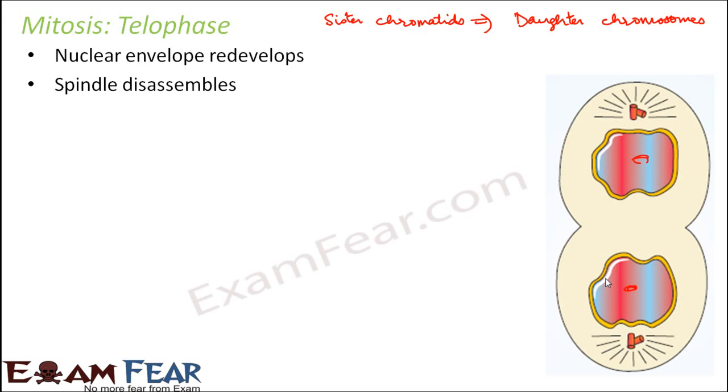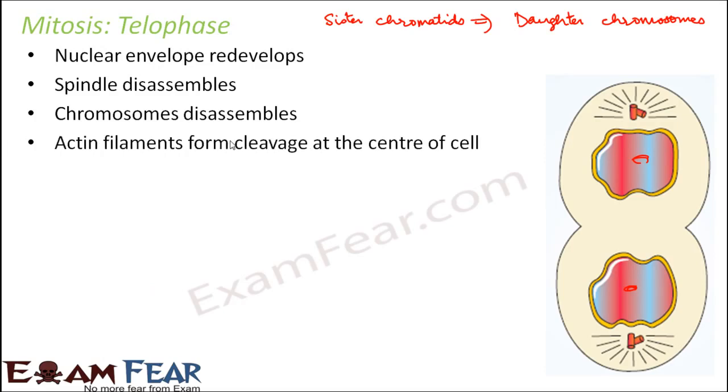Spindle will disassemble. So the spindle will vanish. Now the same microtubules will be used to make up the cytoskeleton. Chromosomes will disassemble. Again, the chromosome will also be gone. So what will come into picture? Again, those chromatin threads will come into picture. Actin filaments form a cleavage at the center of the cell. Now there are some protein filaments which will form a cleavage, a structure like this, at the center of the cell.